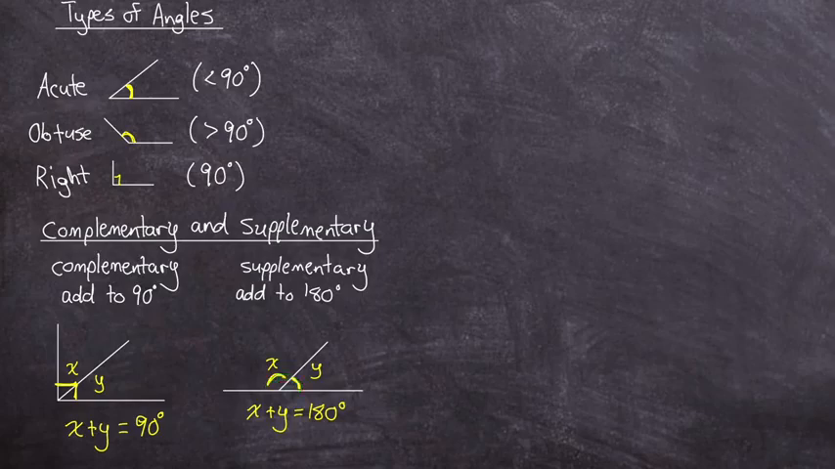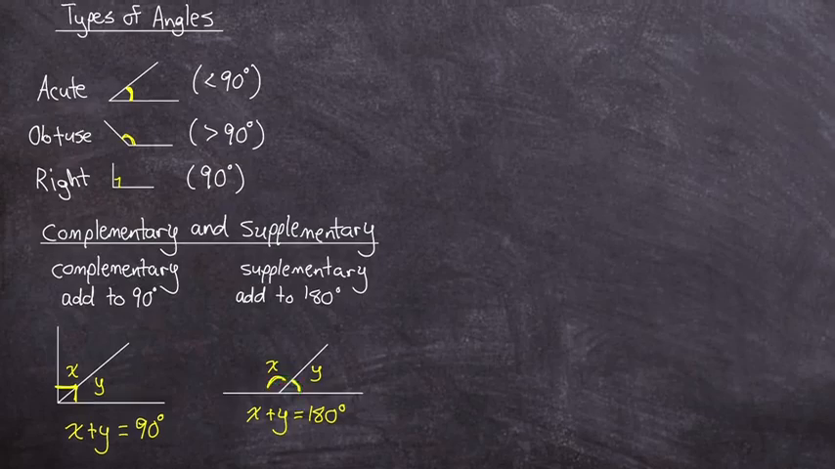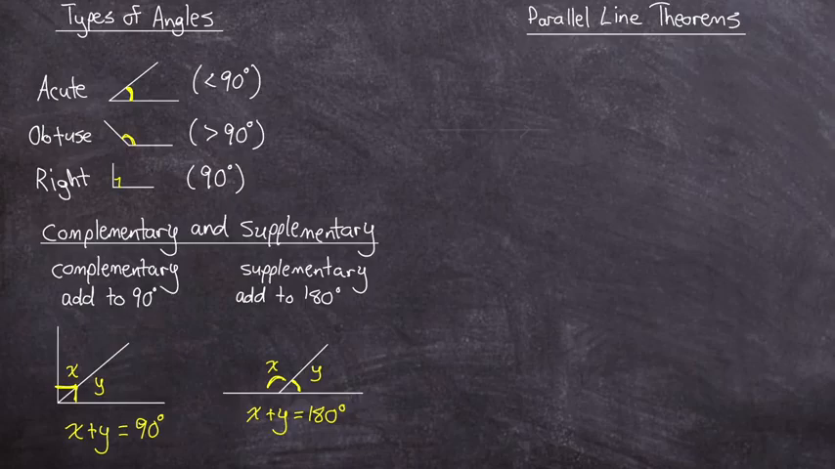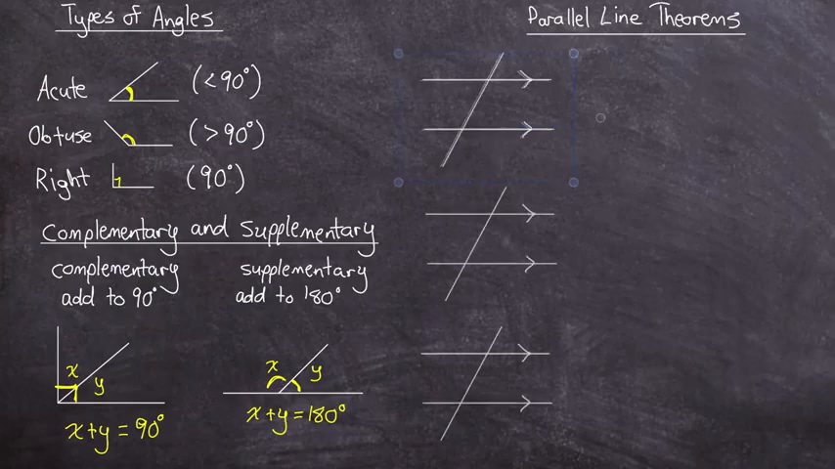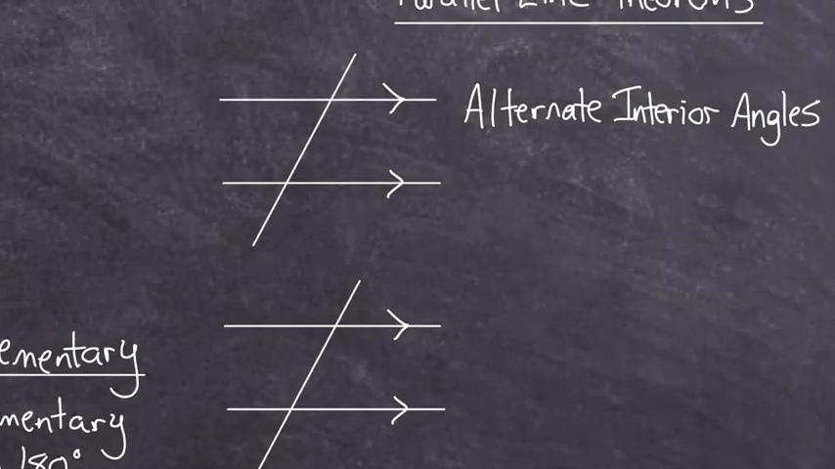And there are a few other important angle relationships based on what are called parallel line theorems. If you have 2 parallel lines, and those lines are cut by a transversal, there are 3 different angle theorems I want to show you. The first of which is about alternate interior angles. If I zoom in a bit, what alternate interior angles are, they would be angles on opposite sides of the transversal, but inside the parallel lines.